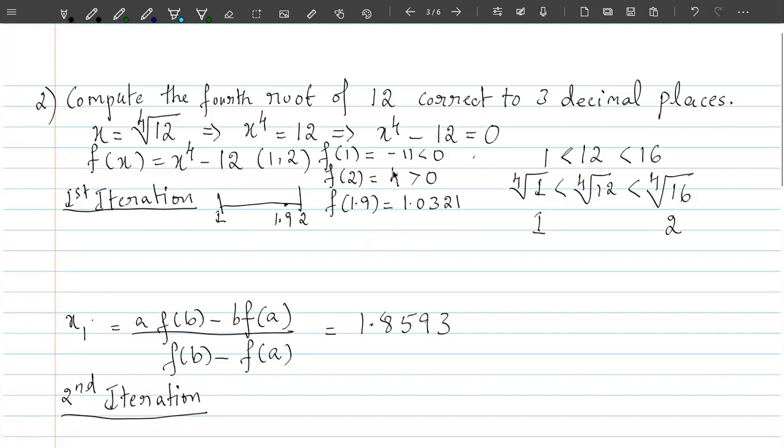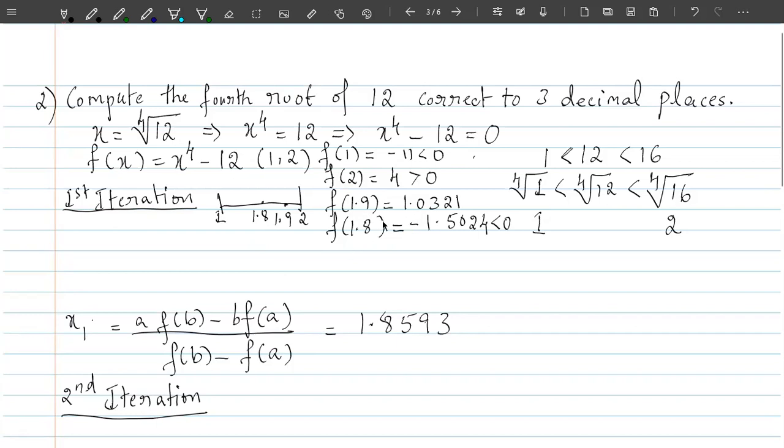But now I can't make the interval from 1.9 and 2. Why? Because both of them, look at their RHS values, both of them are taking positive values. To make an interval a comma b, f of a or f of b, at least one of them should have a negative sign. So I can't make the interval from 1.9 and 2. But what I can do is try for 1.8. So if I take 1.8 and calculate f of 1.8, my answer will be minus 1.5024. Now this value here is a negative value.